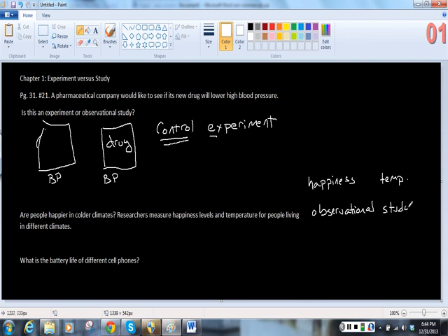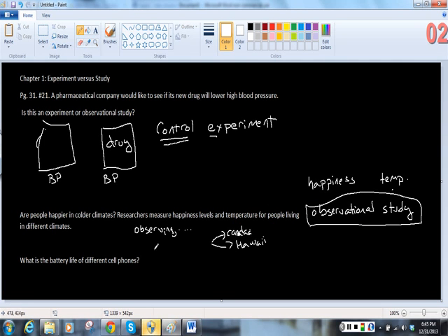Why is it an observational study? Because they are not controlling anything, they are merely observing. In order to make this an experiment, you would have to take people and assign them to different places. If you said, this person is going to Canada, and this other person is going to Hawaii, then that would make it an experiment. If you took people that had equal happiness and assigned them to different places, that would be an experiment. But because you're just observing what happens, saying, oh look, here's a person living in Canada that has this happiness and this daily temperature, this one is an observational study.